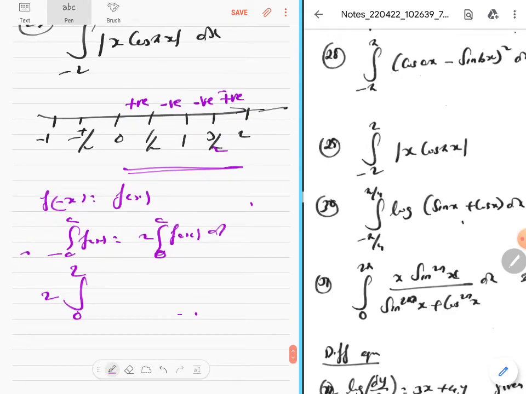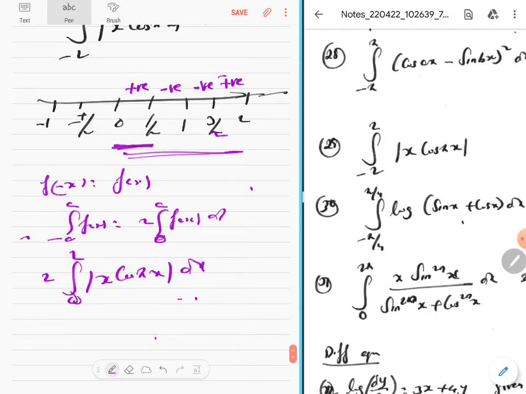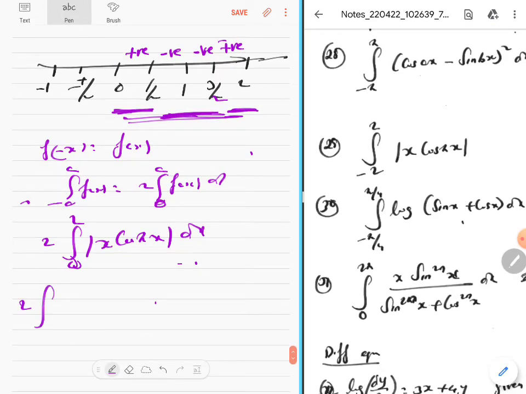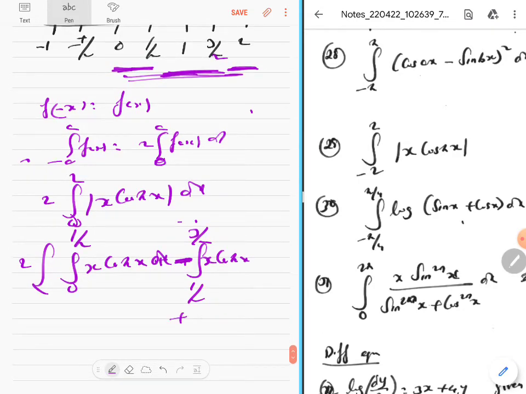But you can't write it as 0 to 2 directly. The 0 to 2 has to be split up. So in integral 0 to 2 of mod of x cos pi x dx, you know from 0 to half it's positive, half to 3 by 2 it's negative, 3 by 2 to 2 it's positive. So you should take 2 common: 0 to 1 by 2 of x cos pi x dx, plus 1 by 2 to 3 by 2 of minus x cos pi x, plus 3 by 2 to 2 of x cos pi x. You have to do integration by parts, the same answer for everything, but the limits change, so substitute slowly and check if you are getting the answer.